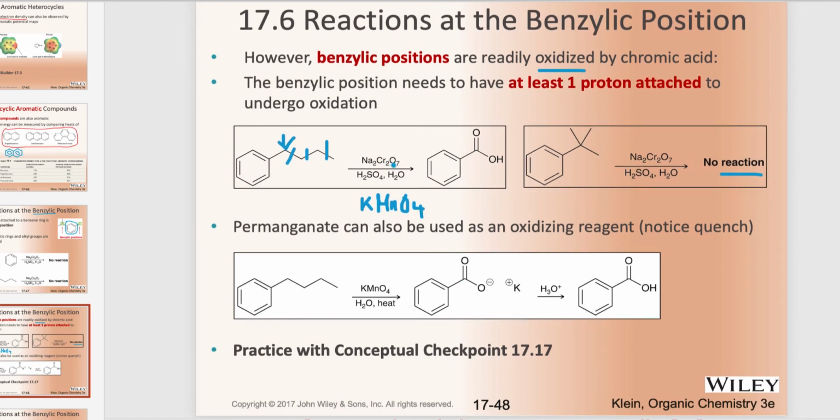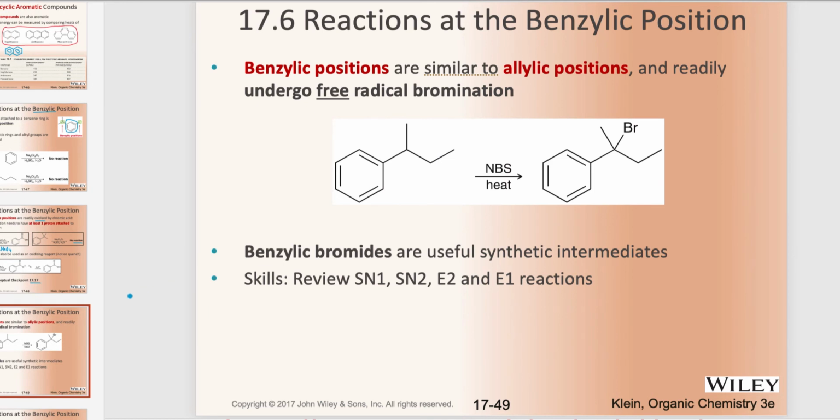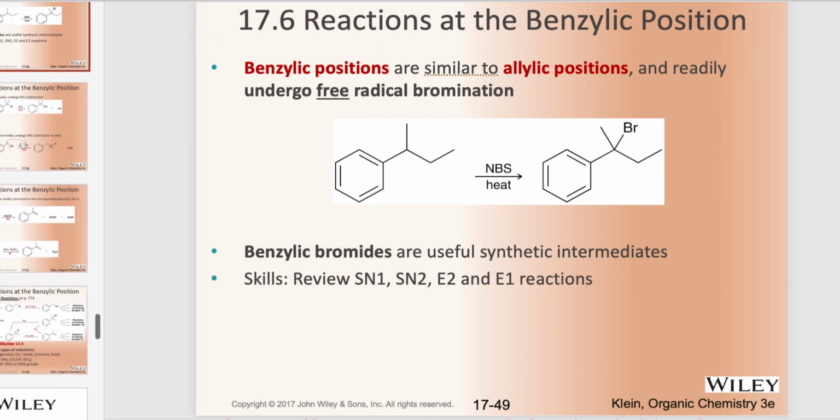And the same is true. So oxidizing reagent, a chromium-based one, if we take KMnO4, we have some water and heat, and then there needs to be a quench step. This will also chop off each carbon and stop right here. But you need to have at least one hydrogen available in that position, and there are actually two. And now this compound can be oxidized all the way up, and then it's quenched, and you can practice this with conceptual checkpoint 17.17. We're not yet done with this segment.